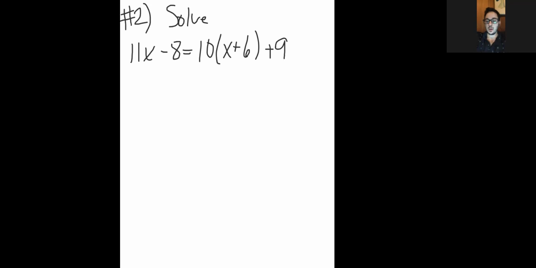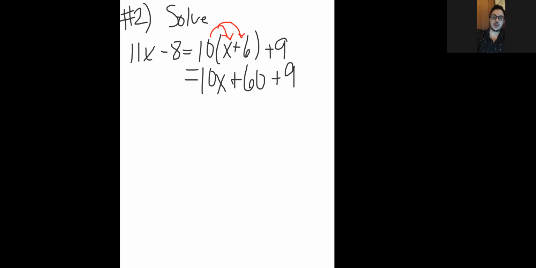Okay. So first thing we need to do is make sure that everything on both sides of the equation is simplified as much as possible. So we're going to want to, on the right-hand side, distribute this 10. That way we don't have any of these parentheses to worry about. So we're going to now have 10x plus 60 and then we bring everything else down.